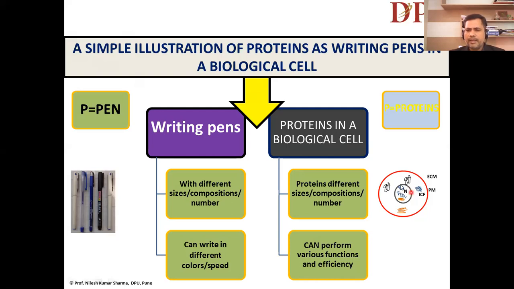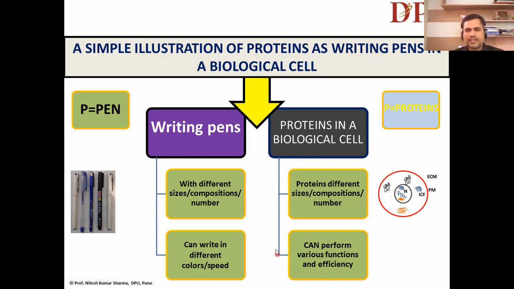If you look at the biological cell here, and you start from the ECM, that is extracellular matrix, then the plasma membrane, then the intracellular fluid system, and then the nucleus, P, that is for protein, exists in various compositions, dictated by the amino acid sequences, and is present across all compartments of a biological cell system: inside the nucleus, inside mitochondria, outside the membrane, etc. So there are clear similarities with writing pens, which can be of different sizes, colors, textures, compositions, etc.